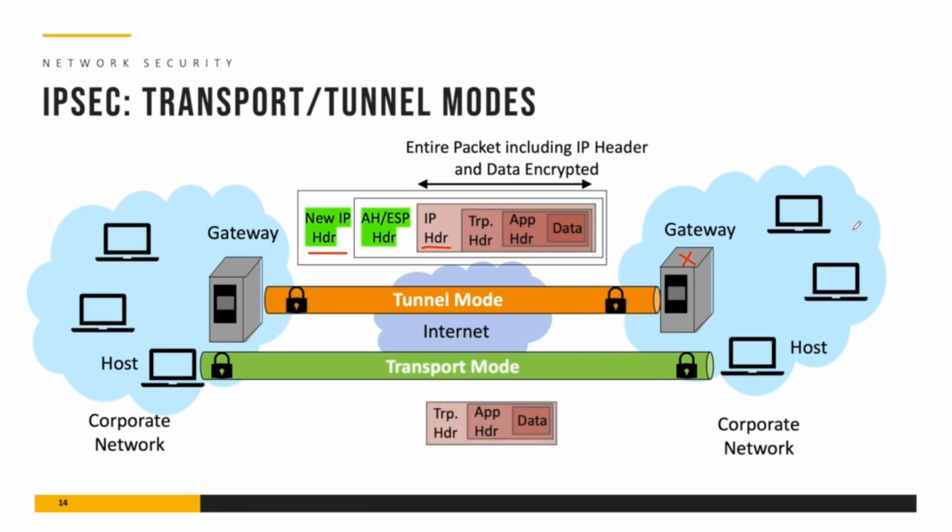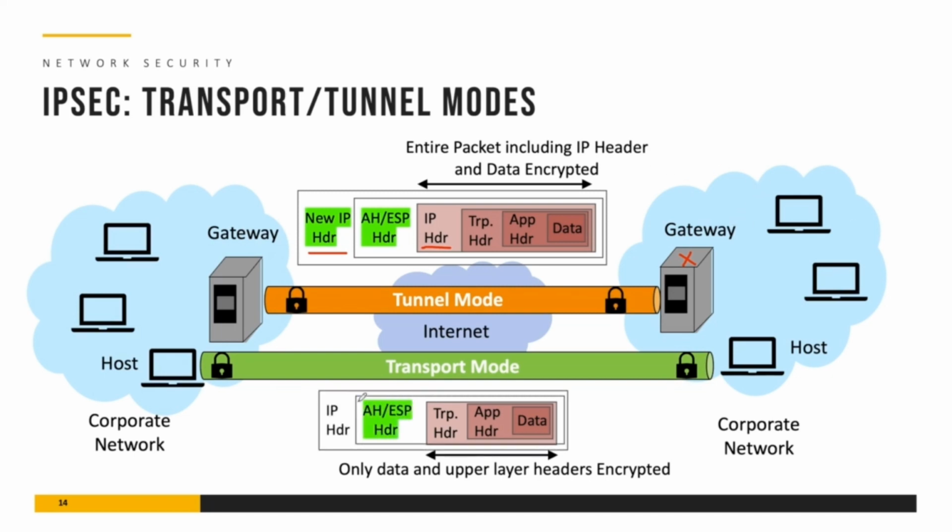In contrast, in the transport mode, we have host to host or app to app communication, and we encrypt only the data and the upper layer headers. We don't encrypt the actual IP header. So the actual IP header remains open and unencrypted, and this enables easy routing on the internet.